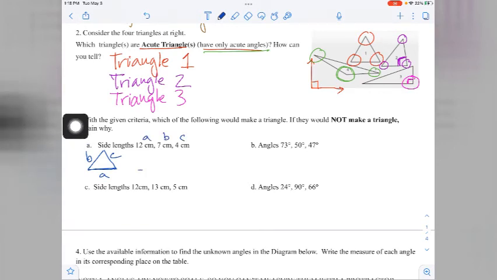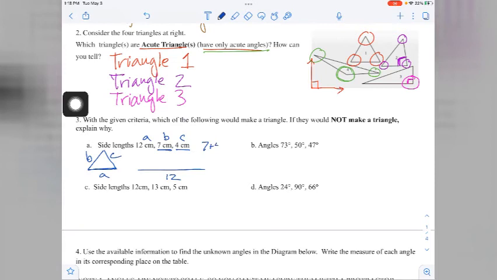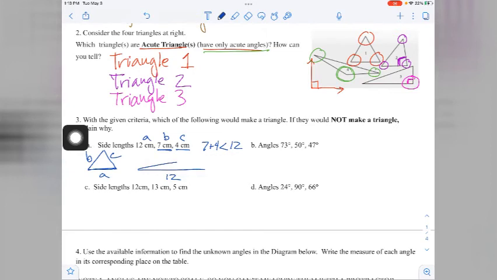So if this is side A, B, and C, and this side is 12, what I usually do is I look at the longest side first, and then I ask, are the other two sides long enough to touch both ends of it? And in this case, 7 plus 4 is less than 12. So even if I connected these two and made a straight line with them, they would still not be long enough to meet. So if this one was 7, 4 would be like here, and they're just not long enough to meet. They're gonna be a little bit short.